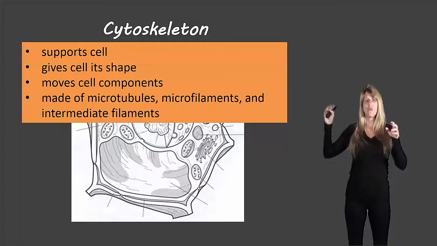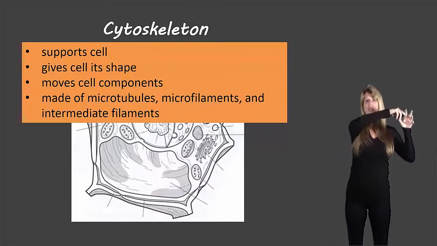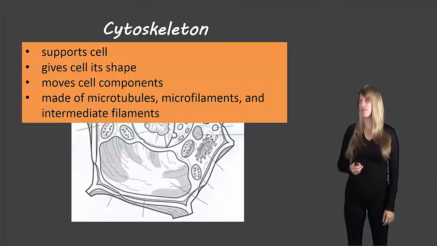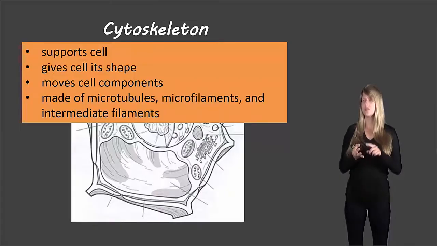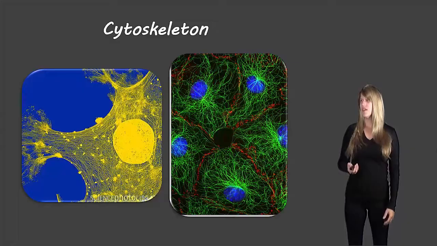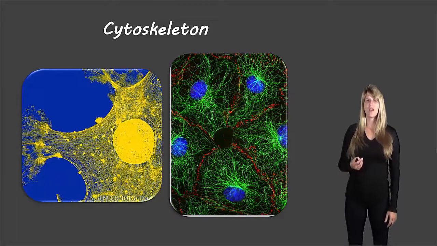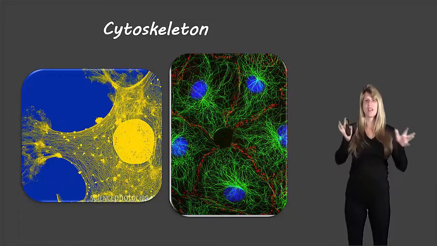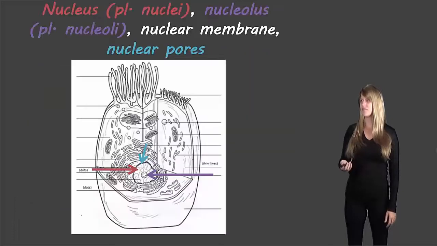So if this one organelle needs to get from one side to the other, it'll actually almost walk along the cytoskeleton to get from one area to the other. And it's made of 3 different types of cytoskeleton. So there's microtubules, microfilaments, and intermediate filaments. Now you don't need to know those 3 for the course, it's just if you're interested, those are the types of cytoskeleton. So here are some examples. You can see on the left the cytoskeleton's been artificially colored in yellow, and on the right it's been colored in green. So you can see that it extends throughout the whole entire cell.